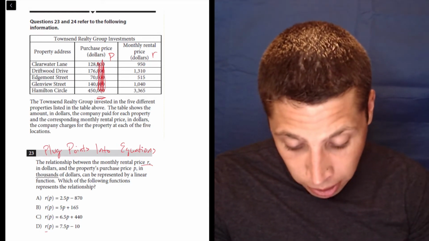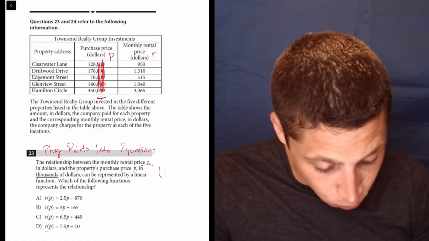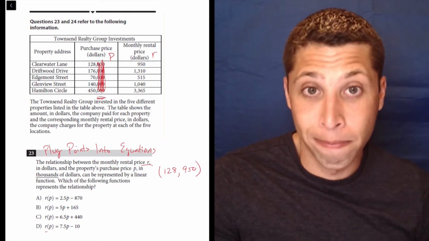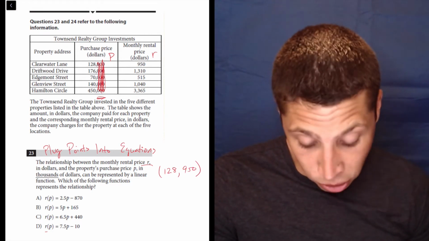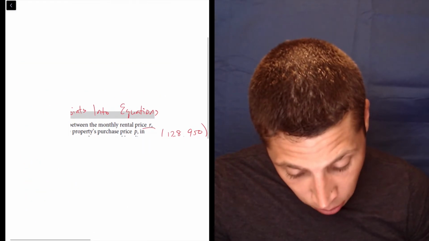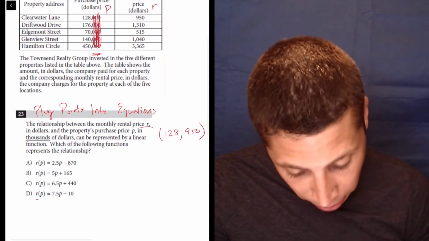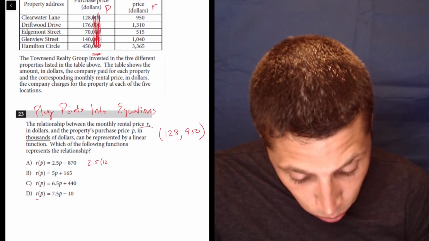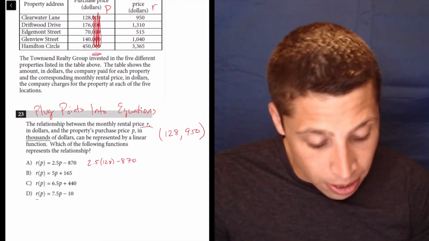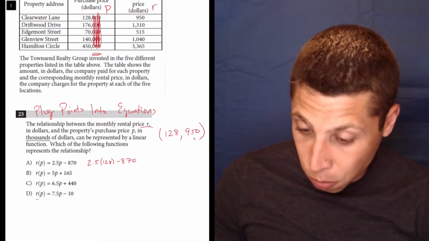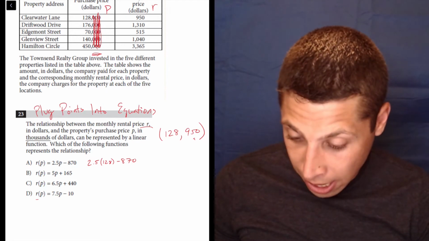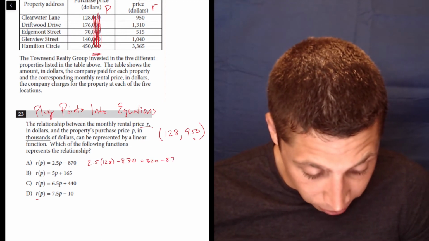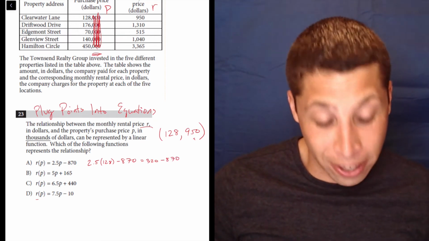So I'm going to take the first one, Clearwater Lane. The point is 128 for P and 950 for R. So I'm plugging that point into each of these equations to see what I get. I'll just show you for A what that's going to look like, and after that I'm going to move into the calculator. We need to see, does 2.5 times 128 minus 870 equal 950? So 2.5 times 128 is 320. I'll write it for you, because I can already see 320 minus 870 is not going to work, because that's going to be negative.